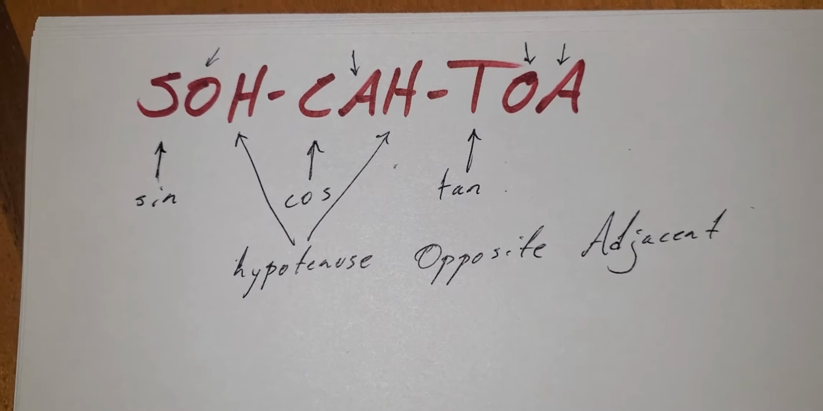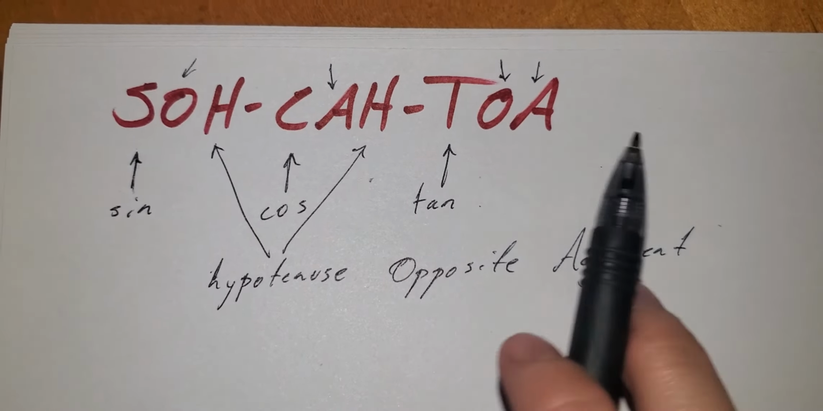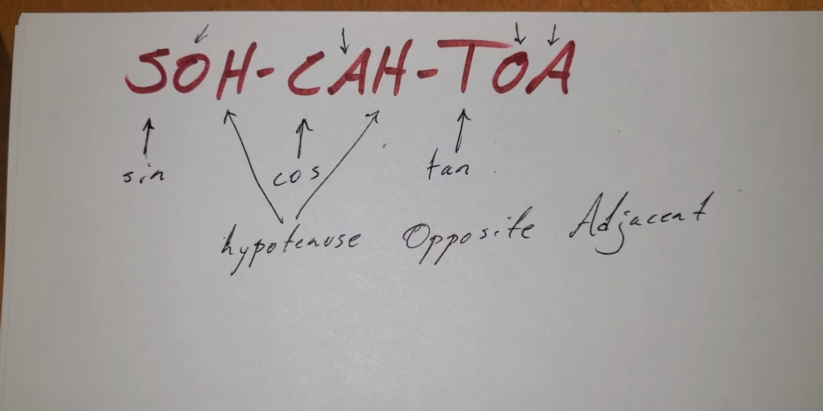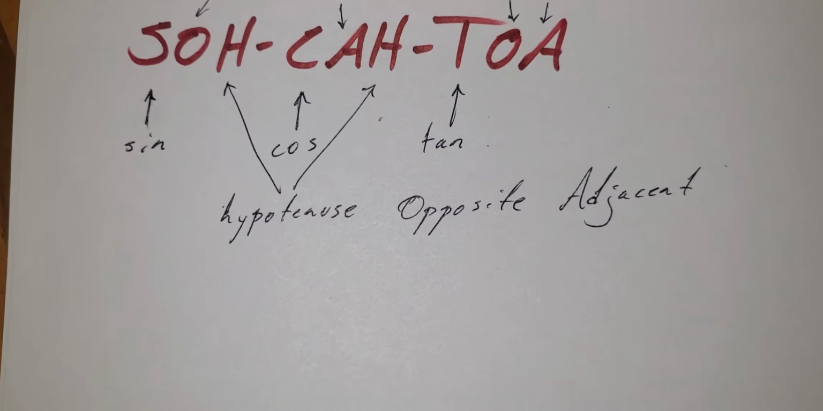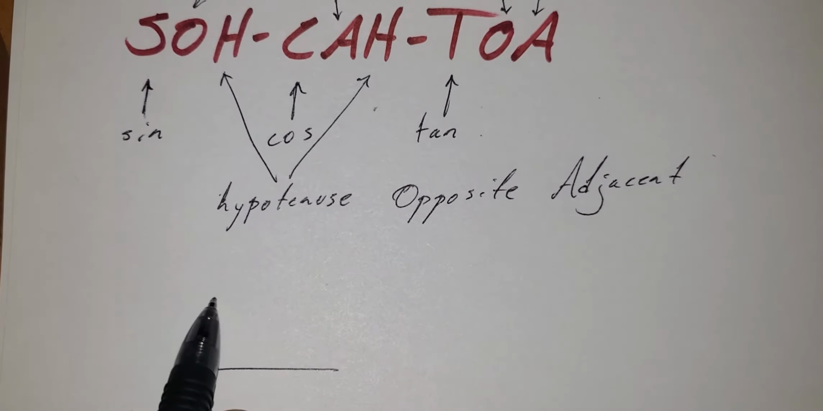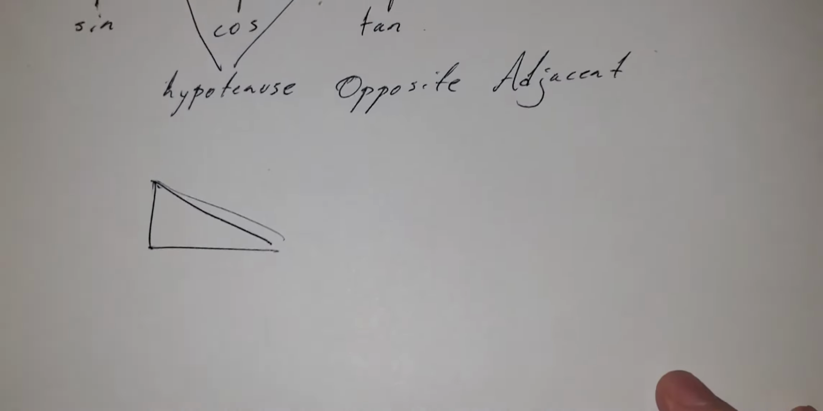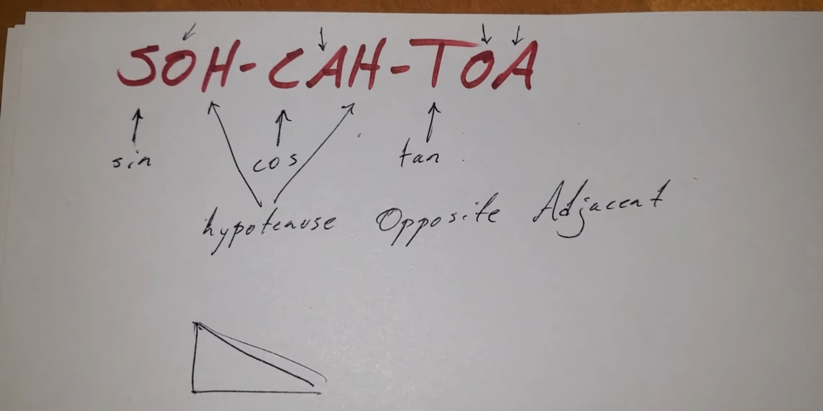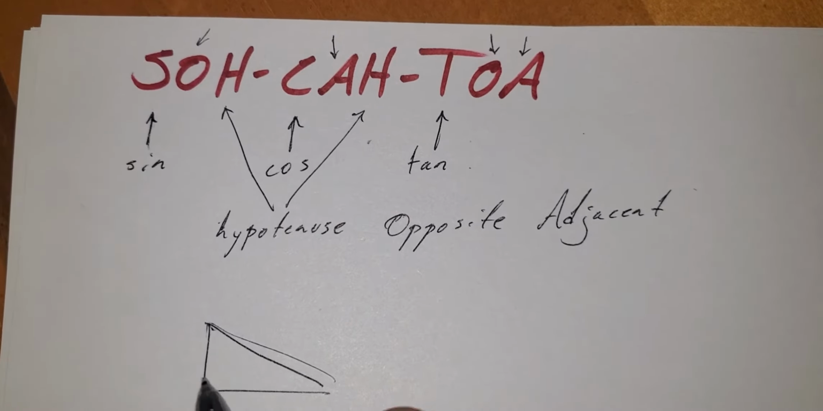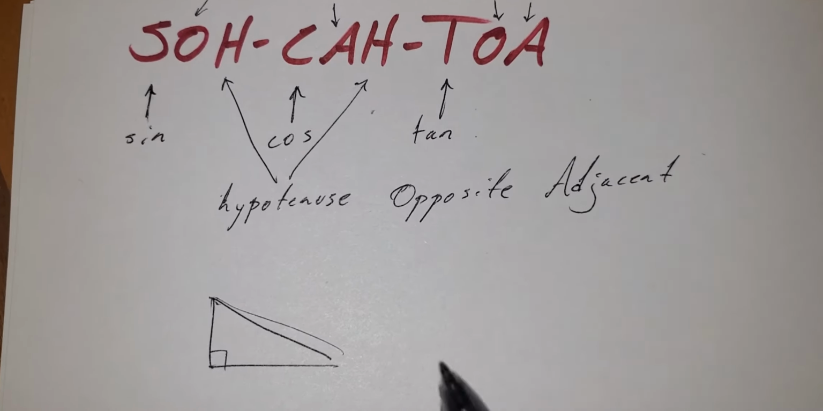Okay, so what I'm going to do is an example on how to use SOH-CAH-TOA. I'm going to cover an example for sine, cosine, and tangent, because understanding how to do one, it's pretty much the same thing for the other ones. So let's do one. We'll have this right triangle. In right triangles you can use both SOH-CAH-TOA and the Pythagorean theorem. But for now let's focus on SOH-CAH-TOA.